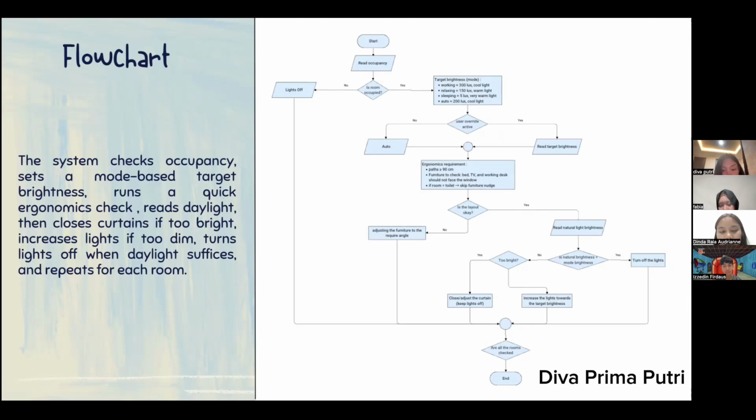Finally, we repeat these steps for each room, since in total we have 5 rooms. So we need to repeat the flowchart 5 times. Next.